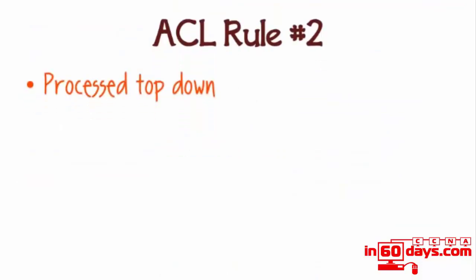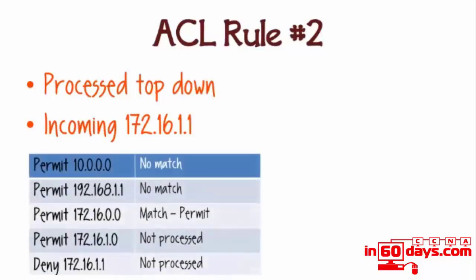The router reads the access list very quickly, but it starts at the top and works its way down to the bottom, and it will stop when it reaches a match. It won't look further down your access list to see if there's a better match. So for example, in our access list here, we're looking at incoming traffic from 172.16.1.1. First line is a 10, no match. The second line is 192, no match. The third line, we're permitting the entire network 172.16. The router will match that part of the access list and permit the traffic through.